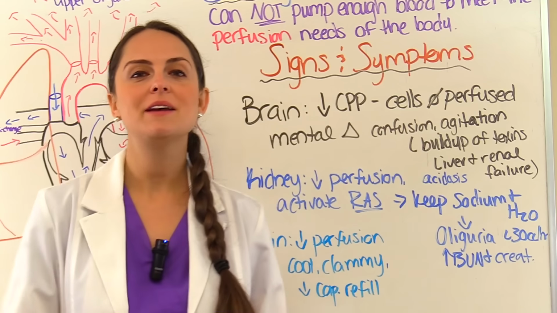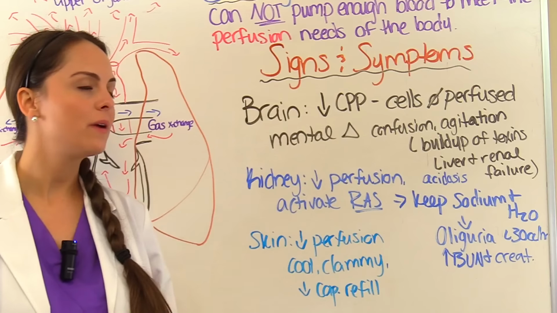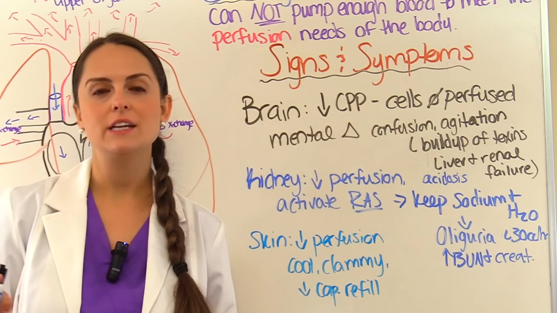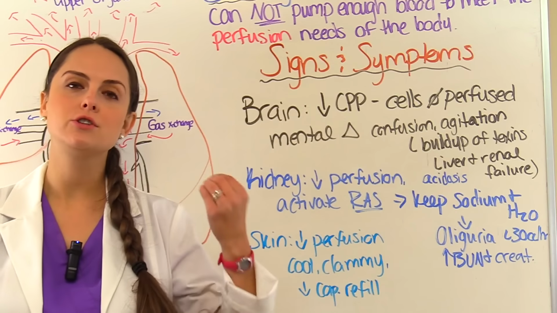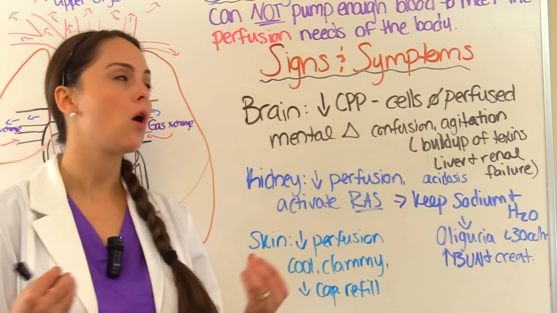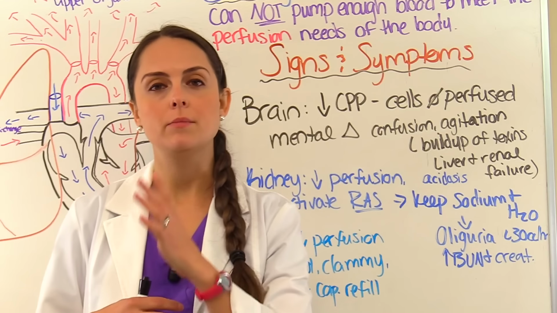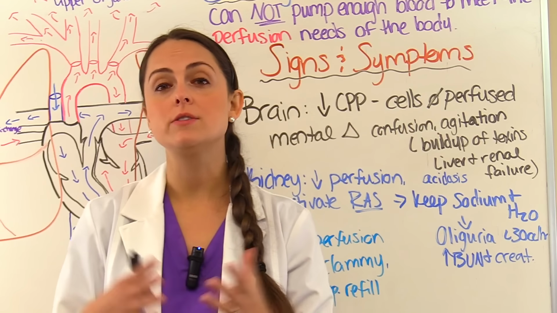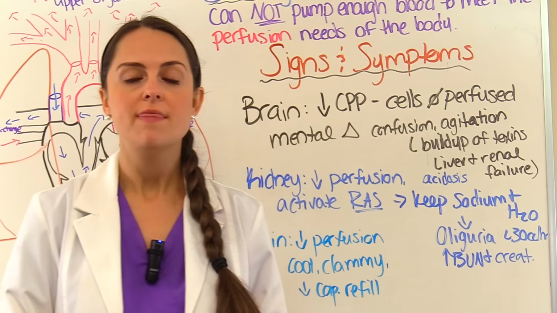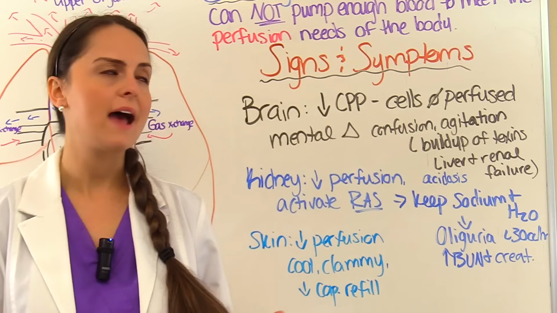Now, another system that's going to be affected is the brain. And whenever cardiac output decreases, so does the perfusion to the brain. So you're going to have a drop in cerebral perfusion pressure. So the cells aren't going to be perfused. You're going to start seeing mental status changes in the patient. They can start becoming confused, agitated.